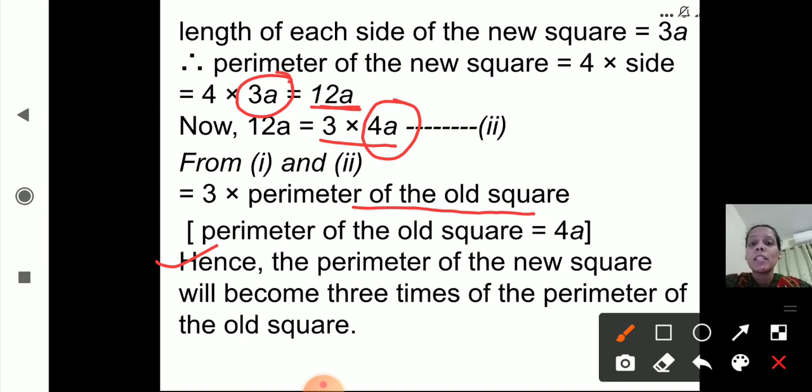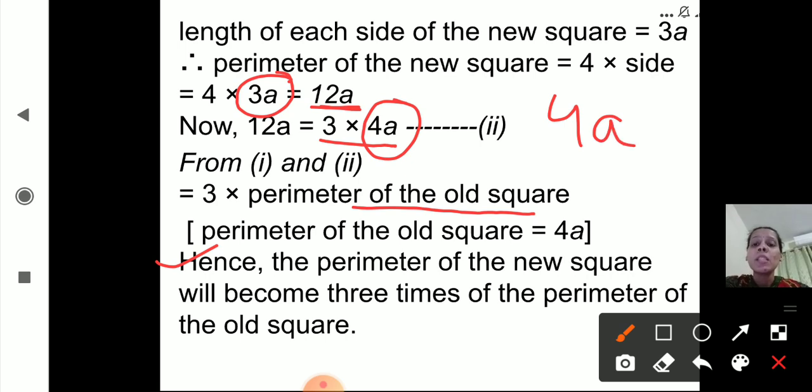So this is the second sum. Now we'll start with the next sum. Once again we will revise the second one from this step. Firstly, the side of an old square is A. And what is its perimeter? Perimeter of an old square is equal to 4 multiplied by side, means 4 multiplied by A, that is 4A, right?